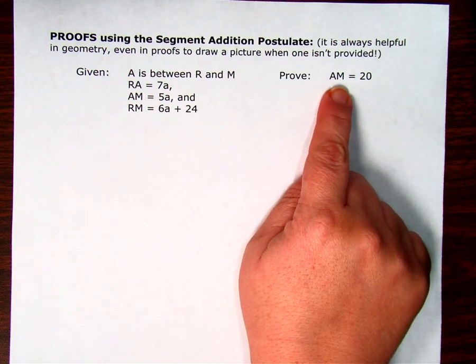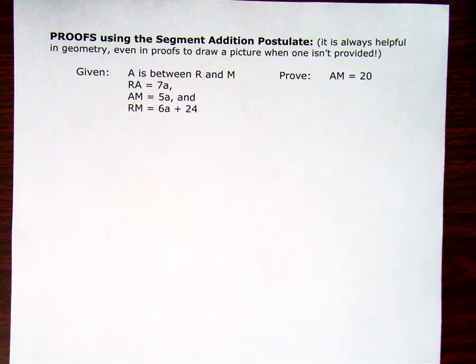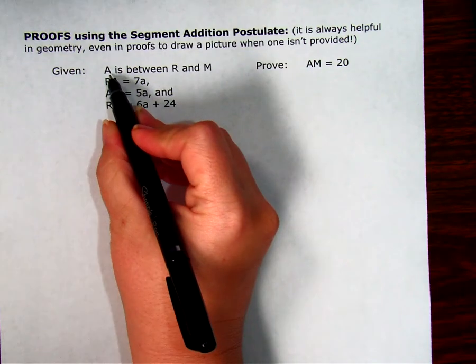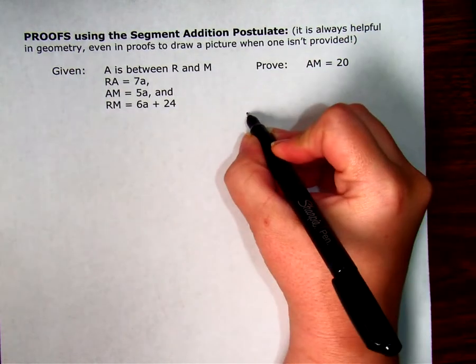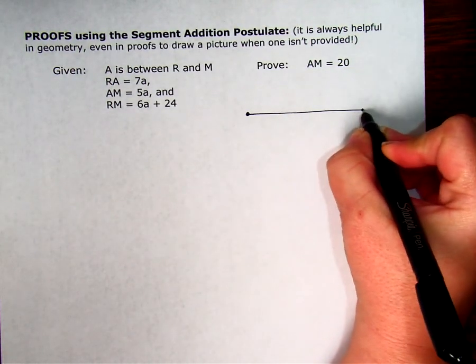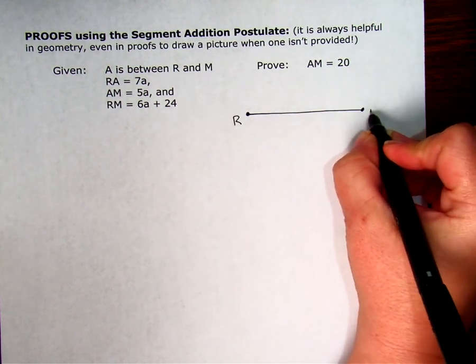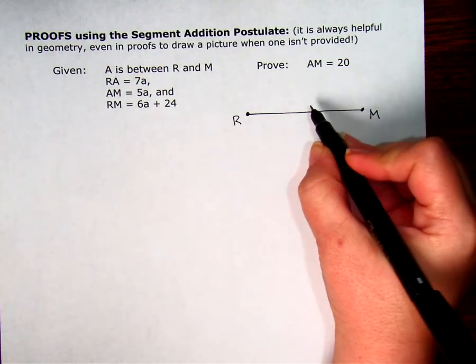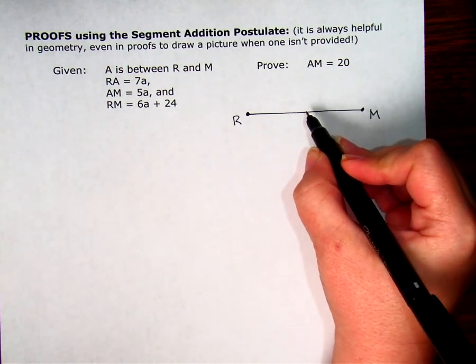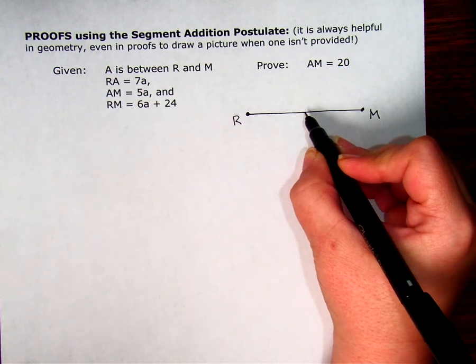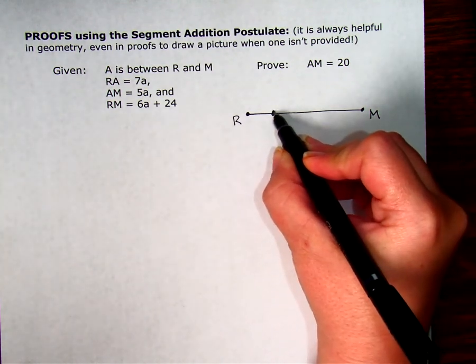They didn't give me a picture, and it is always helpful if I can draw myself a picture in geometry. So I'm going to do that. My given: A is between R and M, so my endpoints are R and M, and A is somewhere on that line. I'm not going to put it right in the middle, because that way in the future I won't get confused once we start working with points that are in the middle. So I'm going to offset it a little bit.